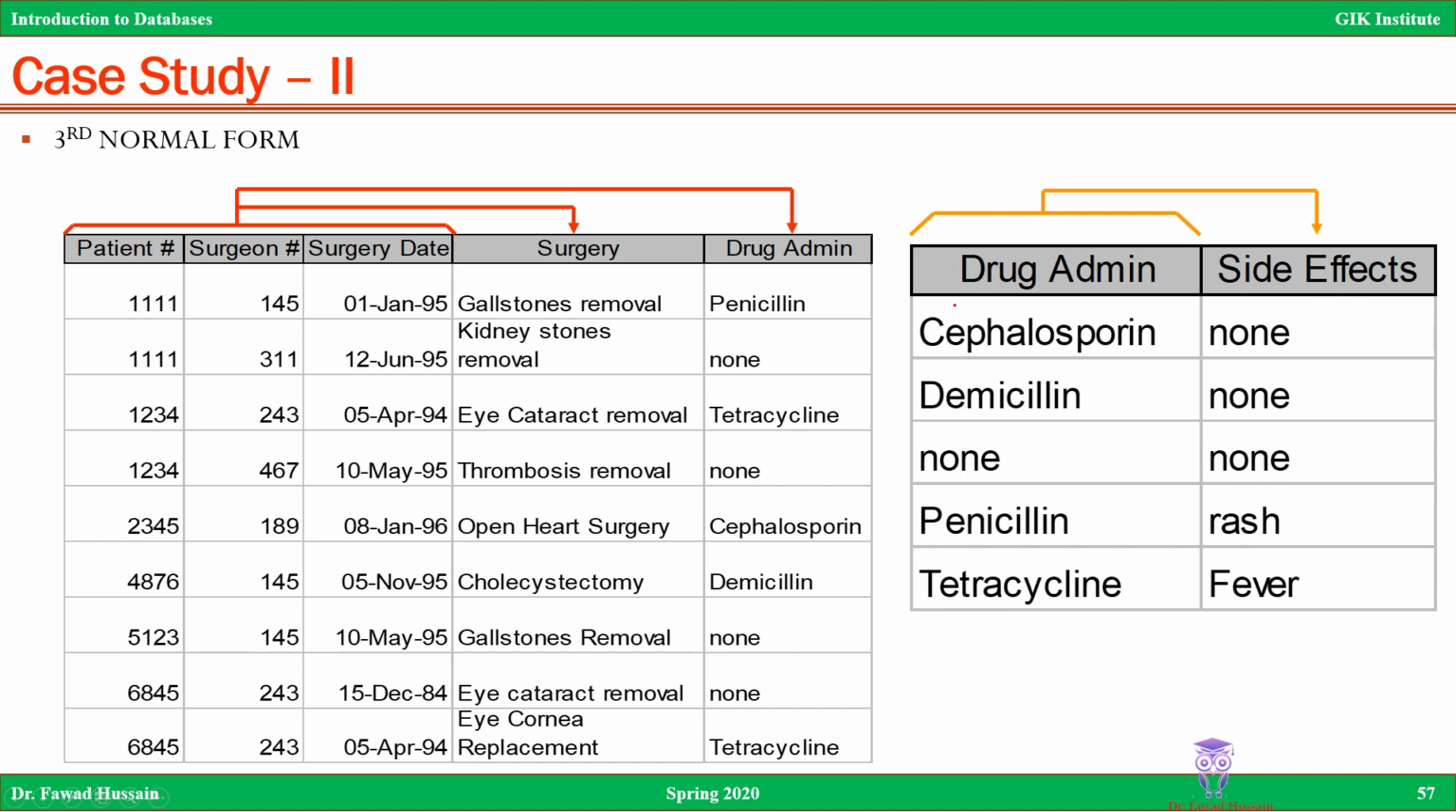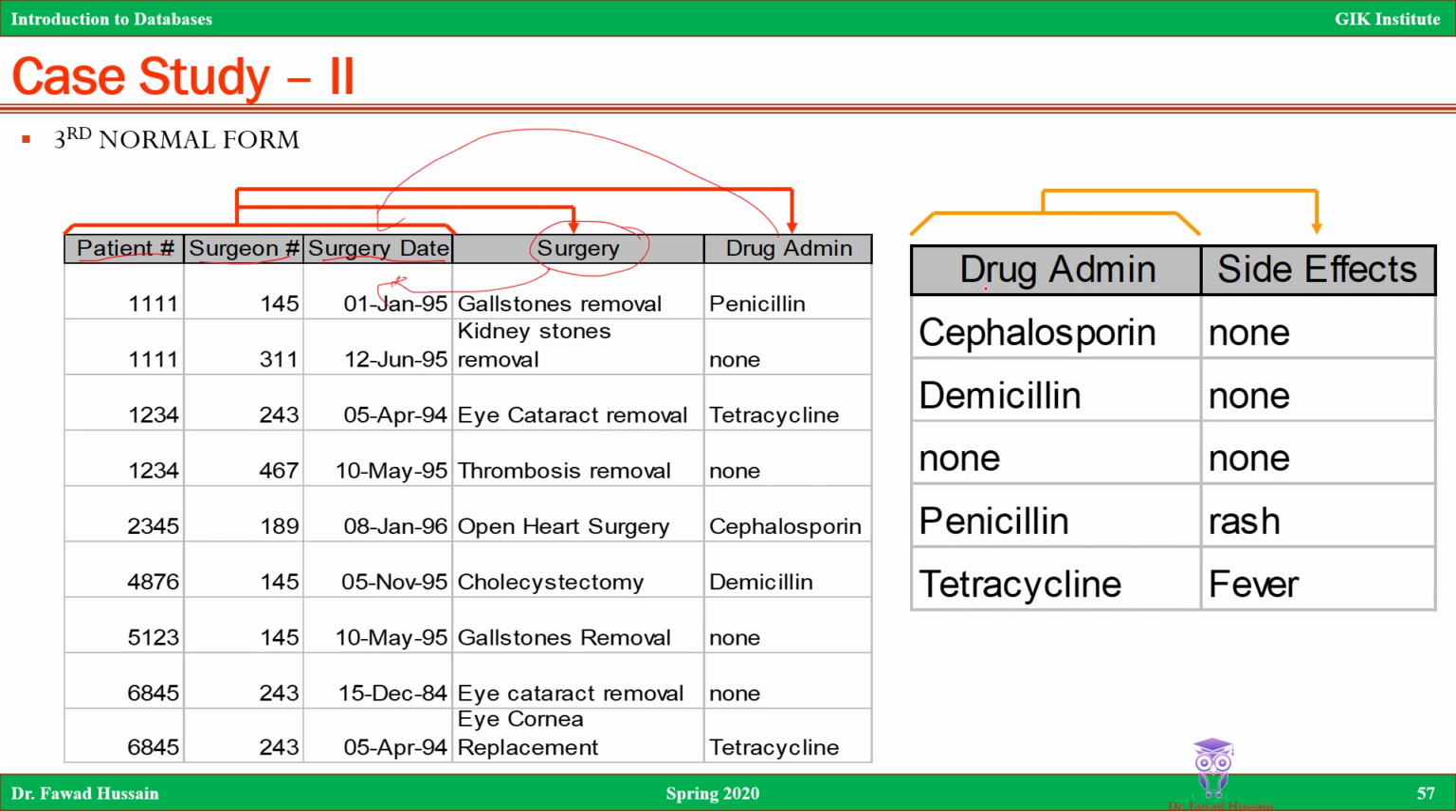And because we don't have a surrogate key, it is this attribute that will be replicated, and there is no question of the surrogate key as we saw in the last example. So now in this table we have the patient number, the surgeon number, and the surgery date. These form the primary key. There are only two other attributes, so surgery is dependent on all these, and drug administration is also dependent on all of them. So no question of partial dependency, no question of transitive dependency.